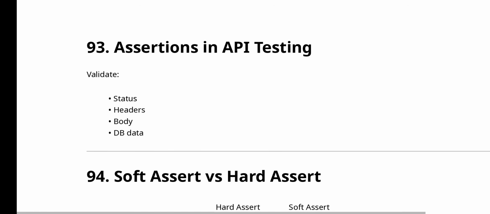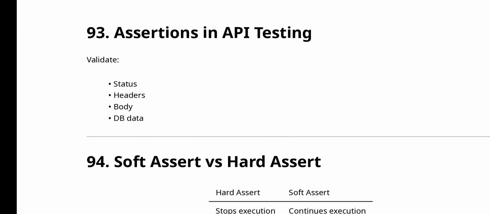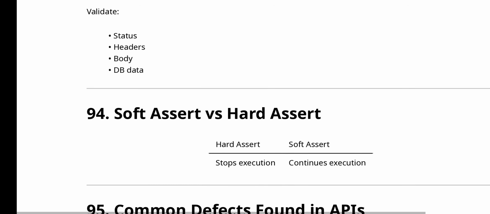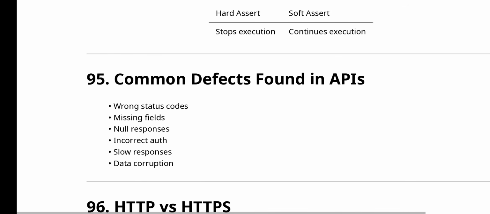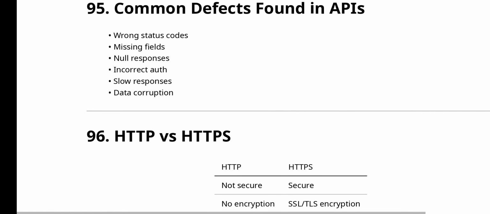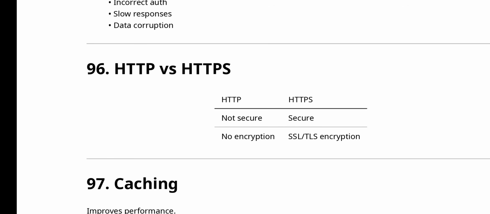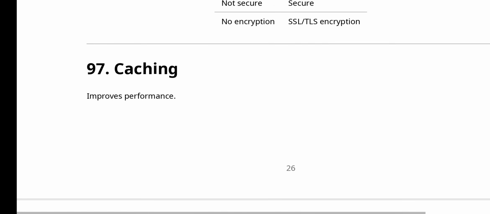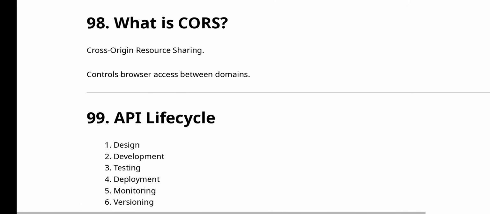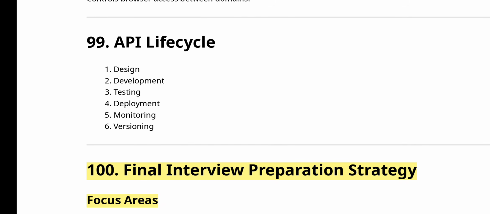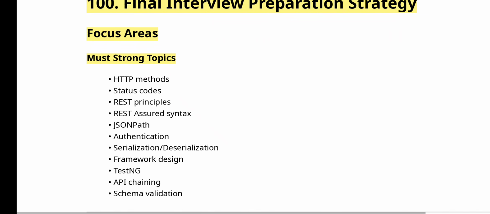And we have talked about assertion in API testing, like what are the parameters we consider for assertions. We have talked about the difference between soft assert versus hard assert, common defects found in APIs, difference between HTTP and HTTPS, and we have talked about the caching, and we have talked about CORS, about API lifecycle, and that's all, guys.